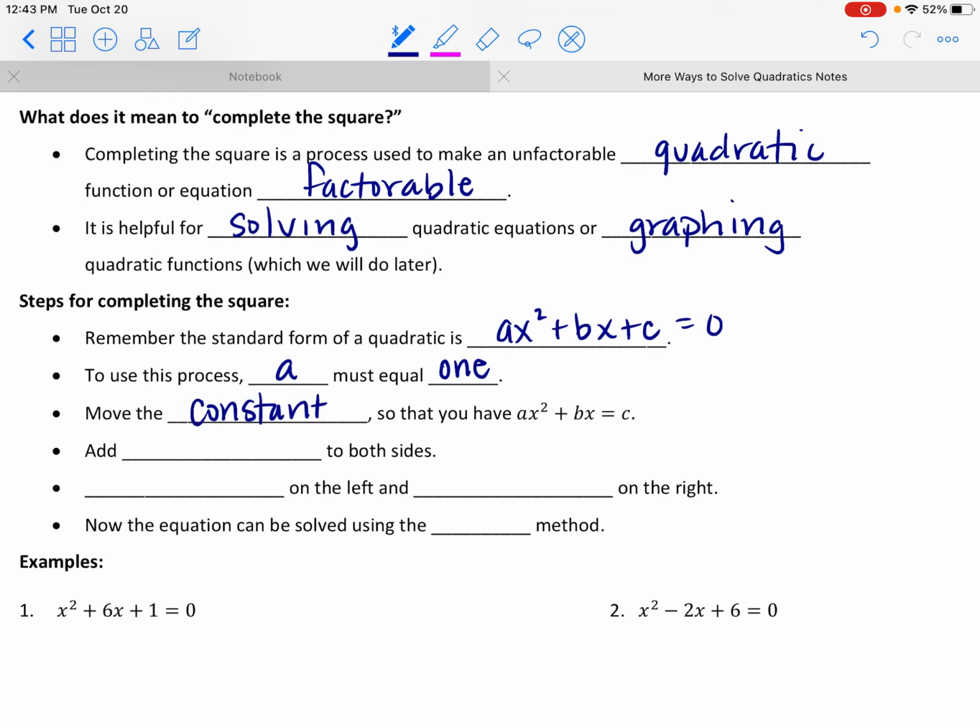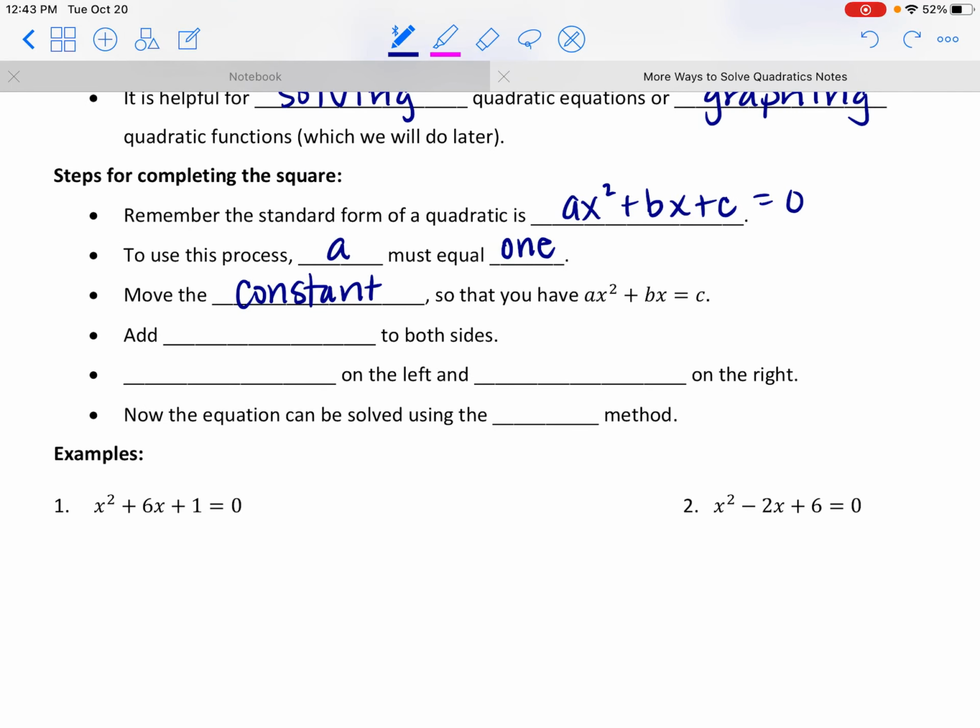And we want to move the constant. We want to get that guy out of the way so that we have the squared term, the x term, and then the constant on the other side. Okay? And then we're trying to, again, make the side factorable. So we're taking technically half of b, and then we're squaring that result. That's what's going to get added to both sides to keep the balance. That's going to allow us to factor the trinomial that's on the left, and then we can just simplify the numbers that we are left with on the right. And now, from this point, we'll be able to solve using our square root method.